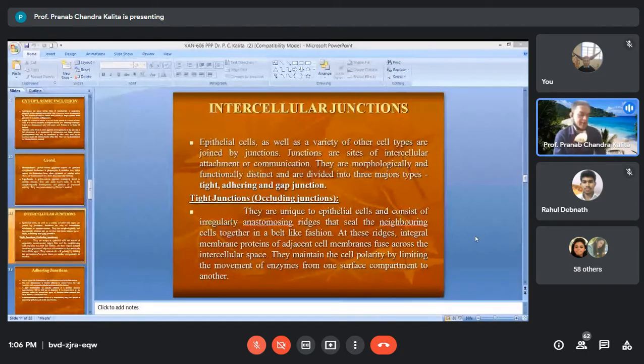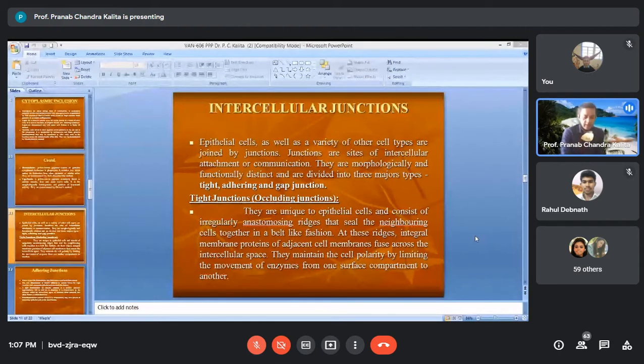Cells communicate with each other by attachment or the junctions. Three types of junctions are there: tight junction, adhering junction, and gap junction. Tight junction, as the name indicates, is very tight, attached very closely. They are unique to the epithelial cells and consist of irregularly anastomosing ridges that seal the neighboring cells in a belt-like fashion. At these ridges, integral membrane proteins of adjacent cell membranes fuse across the intercellular space. So they limit the movement of enzyme from one cell surface to the other.